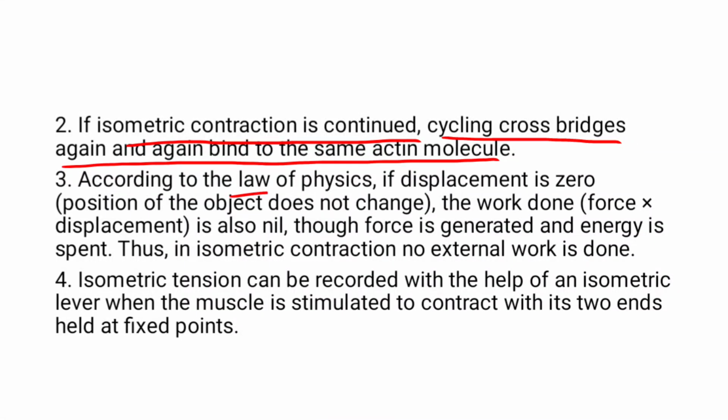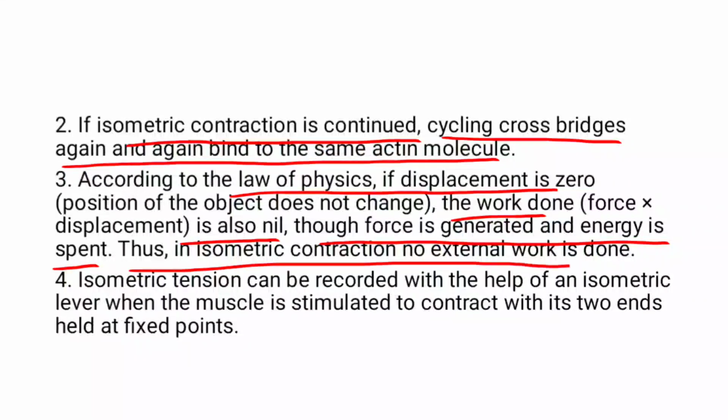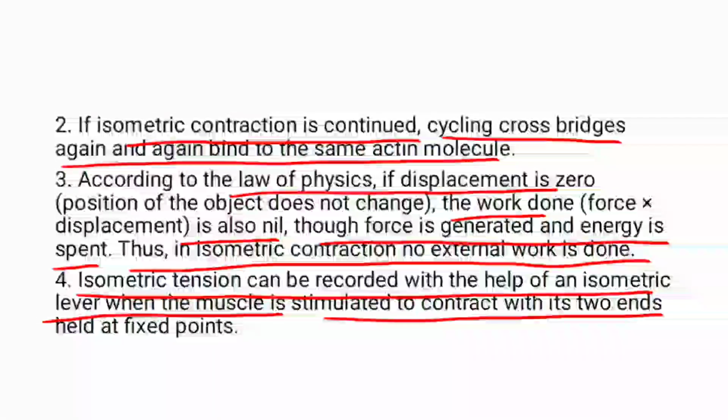According to the law of physics, if displacement is zero, the work done is also nil, though force is generated and energy is spent. Thus, in isometric contraction, no external work is done. Isometric tension can be recorded with the help of an isometric lever when the muscle is stimulated to contract with its two ends held at fixed points.